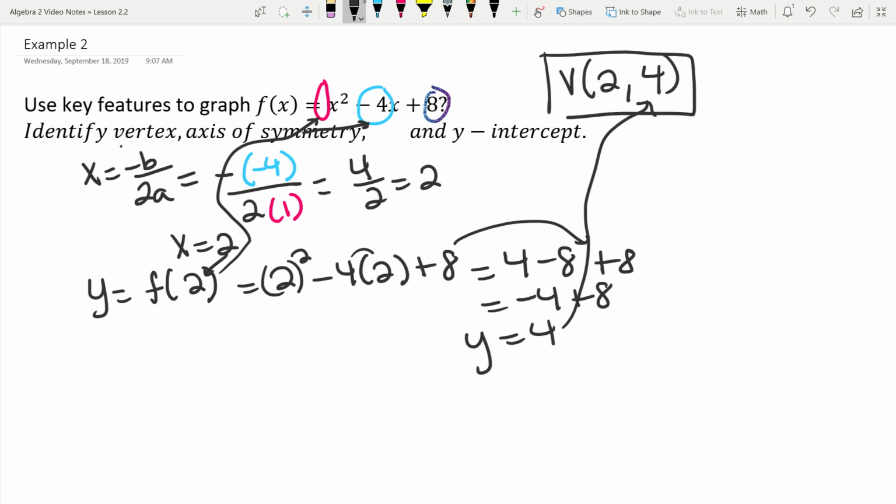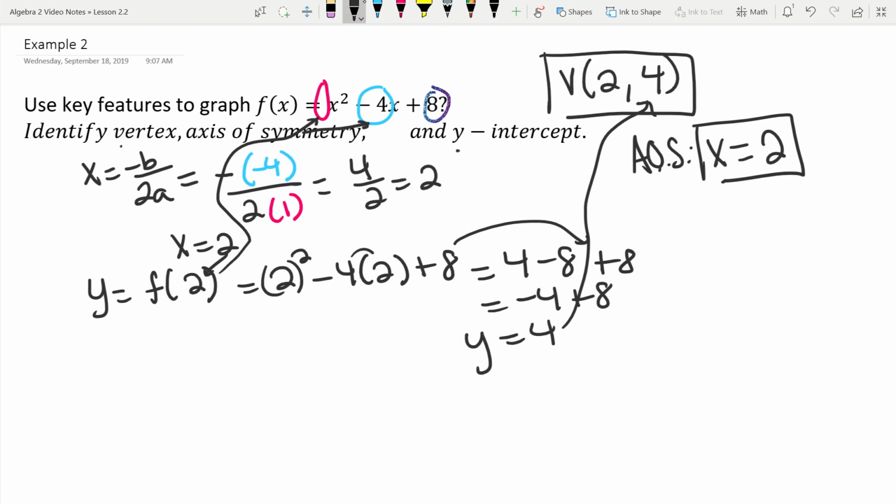Okay, so we got our vertex. Now we need our axis of symmetry. So remember the axis of symmetry, once we get the vertex, we know the axis of symmetry. So the axis of symmetry is x equals and it's always going to be the h coordinate. So x equals 2. So that's the axis of symmetry.